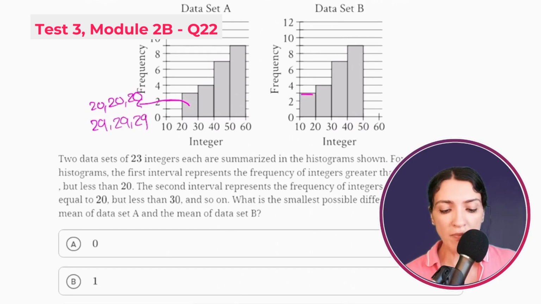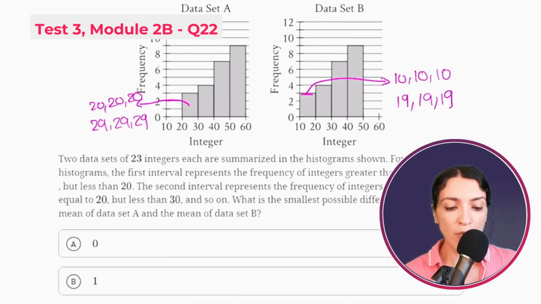Now for data set B, for the first bar, we could either have on one extreme 10, 10, and 10, and on the maximum extreme 19, 19, and 19. Now we're told to minimize the difference. So that would happen when data set A is all 20s and data set B is all 19s. And we're going to use this logic to find the mean of each of these data sets for the extremes that we just realized and find the difference between them.